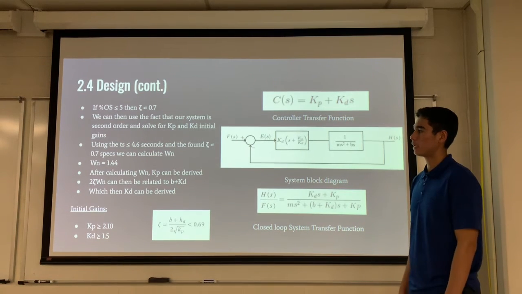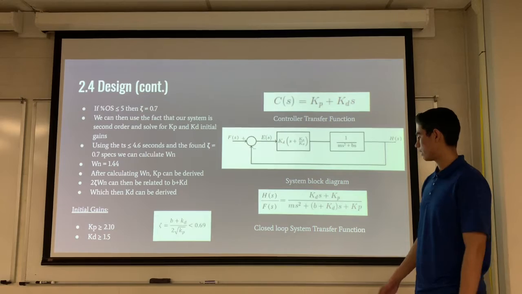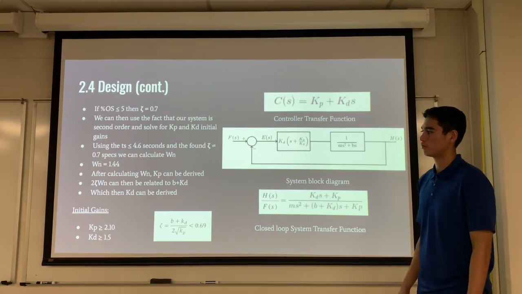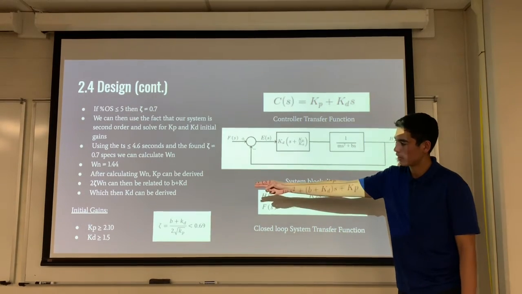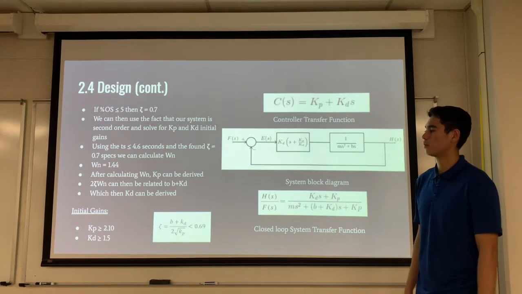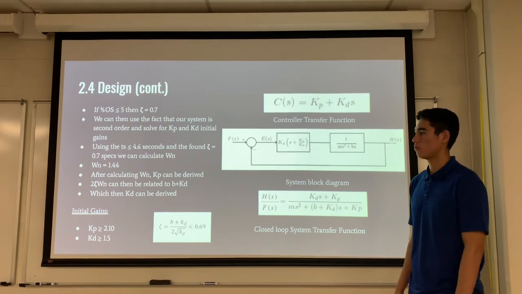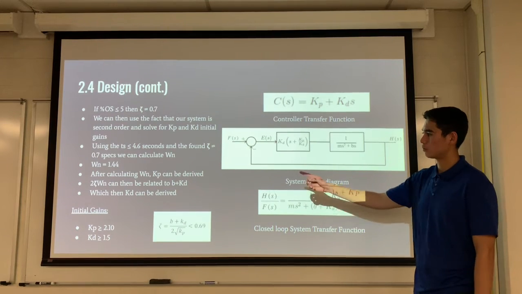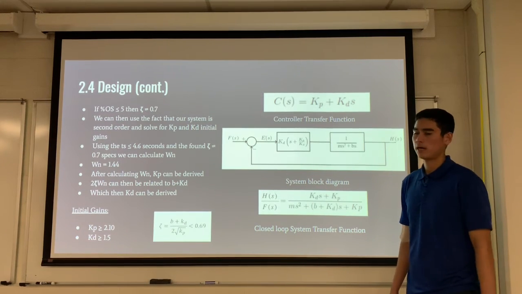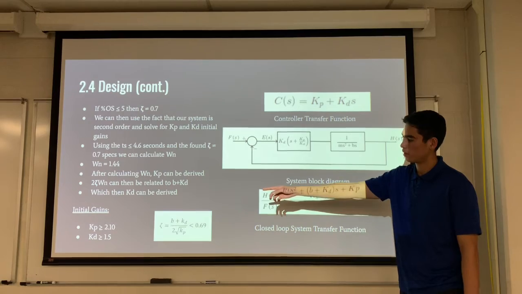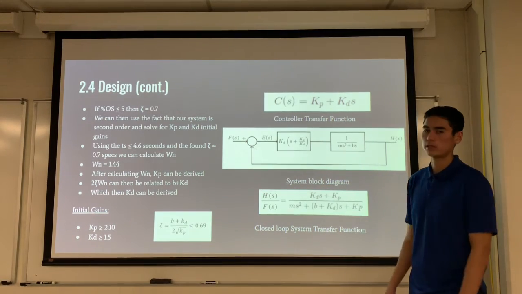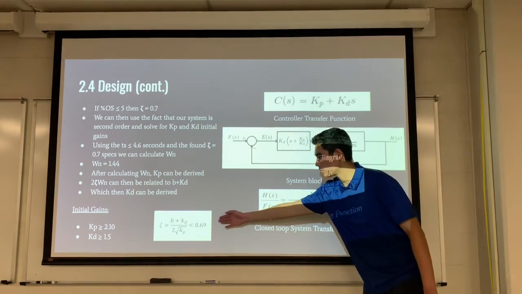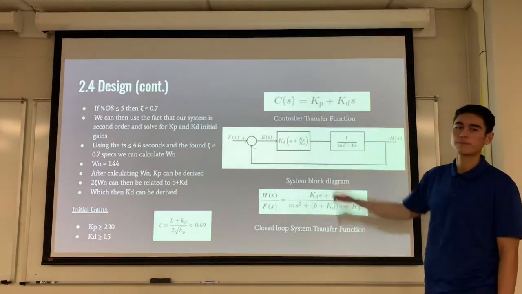We calculated omega n to be 1.44. We can then solve for Kp, as Kp is just omega n squared, which we found to be Kp greater than or equal to 2.10. After calculating Kp, we can then derive Kd, relating that to b plus Kd is equal to 2 zeta omega n. After that, we solved Kd to be greater than or equal to 1.5. We can then take those gains, plug them back into the equation, and find the zeta that we found there.